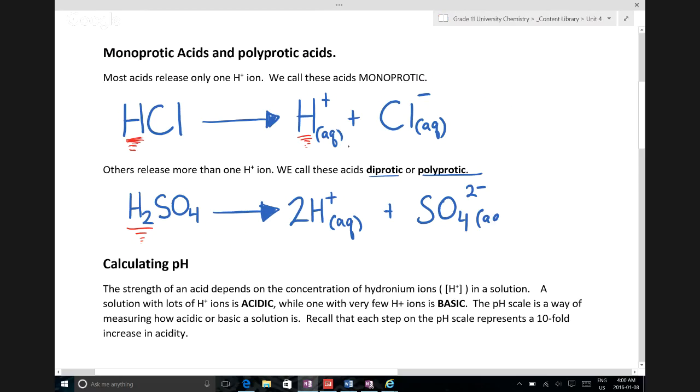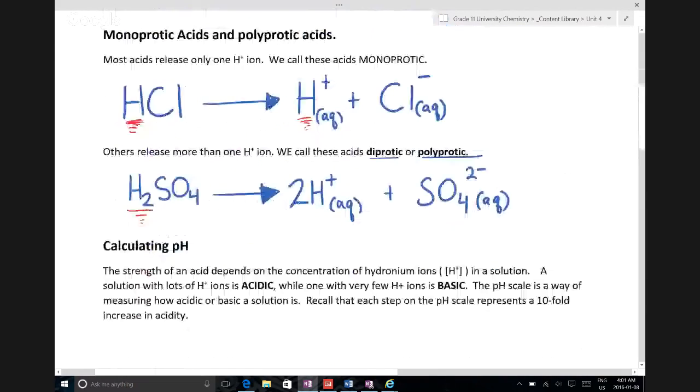All right, and if you look at the name, diprotic would mean that this has two protons that it can release. So this is a diprotic acid. And a polyprotic acid would have even more than two. An example of that could be phosphoric acid, H3PO4. You don't need to write that. But this would be a polyprotic acid because it would have actually three H+ ions, three protons that it can release.